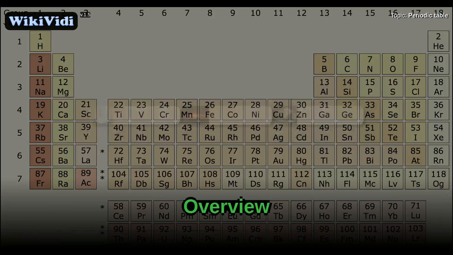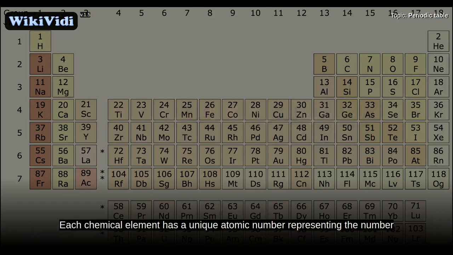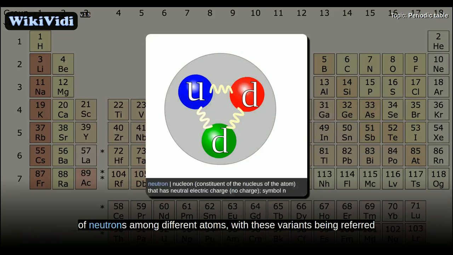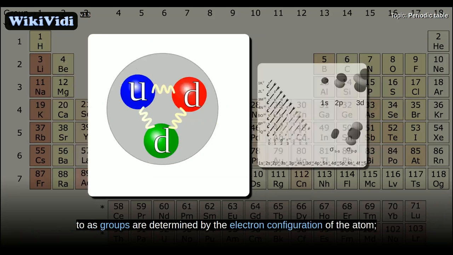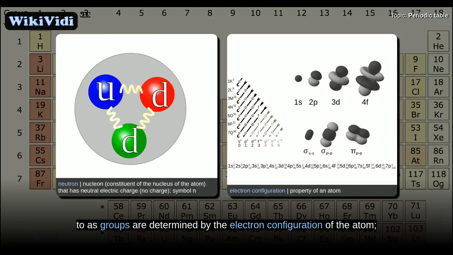Overview. Each chemical element has a unique atomic number representing the number of protons in its nucleus. Most elements have differing numbers of neutrons among different atoms, with these variants being referred to as isotopes. Groups are determined by the electron configuration of the atom.